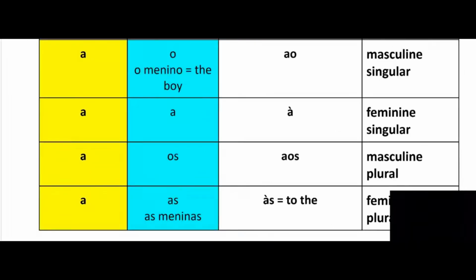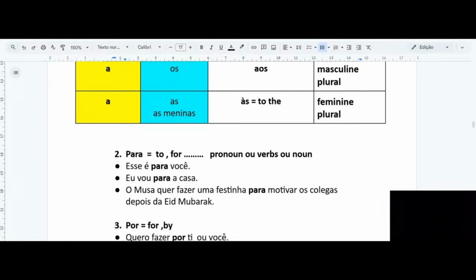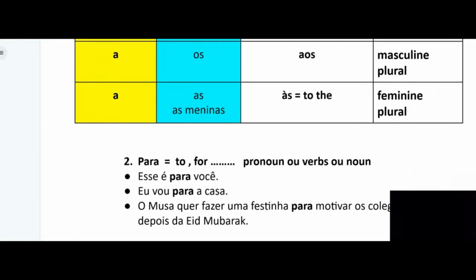Okay, let's move on to the second preposition, para. When you talk of para, the meaning of para in English is to or for. Okay, it means to or for.